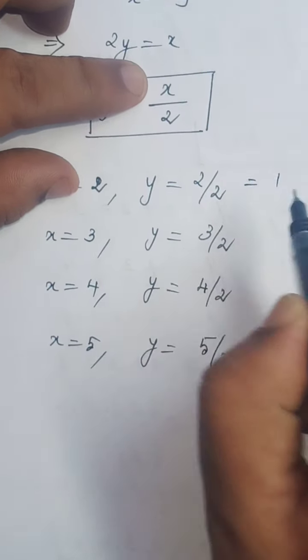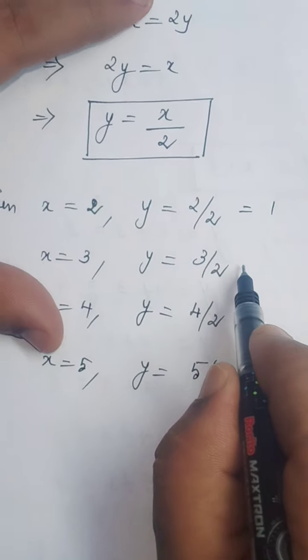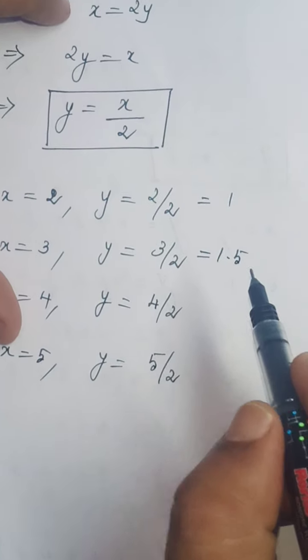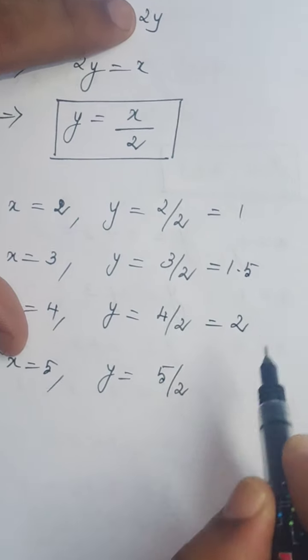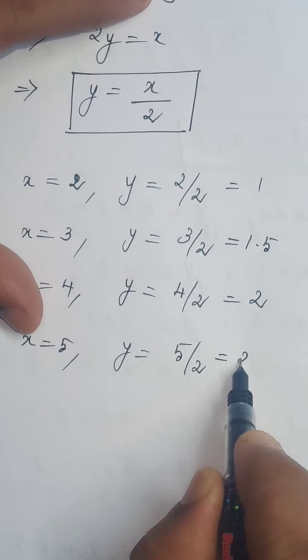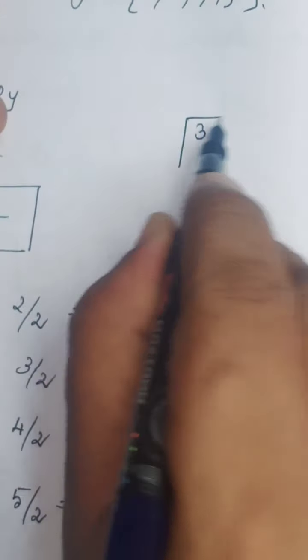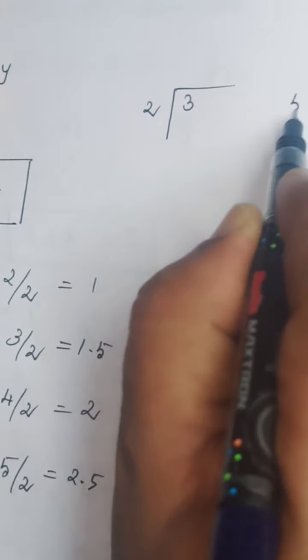2 by 2 equals 1. 3 by 2, let it be. Otherwise, even you can write 3 by 2 equals 1.5. You know that? 4 by 2 equals 2. 5 by 2 is equal to 2.5. If you don't know, I do the calculation over here, 3 by 2 and 5 by 2.